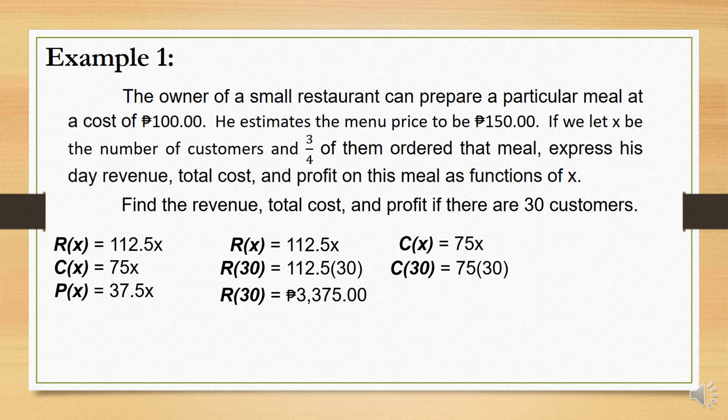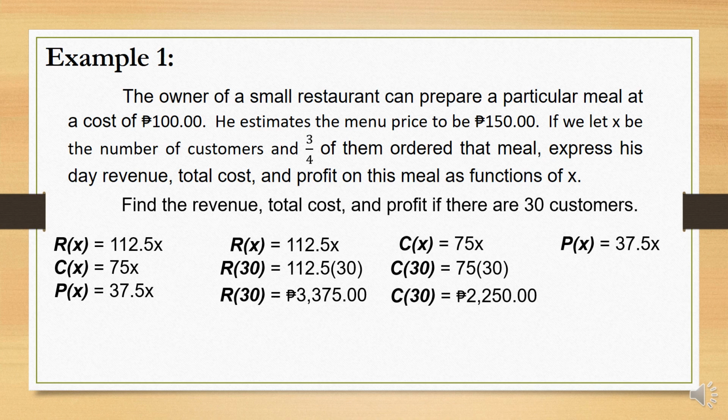So we will substitute the value of X to 30, which is 75 times 30. Now, C of 30 is equal to 2,250 pesos. It only means that the total cost for that day with 30 customers is 2,250 pesos.